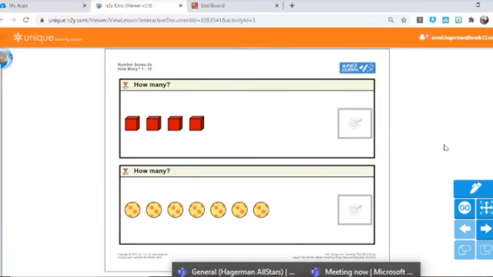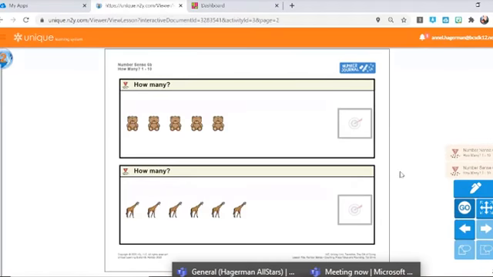Now we're trying to find out how many. 1, 2, 3, 4. All right, let's look at our teddy bears. How many teddy bears do we have? Let's count. 1, 2, 3.